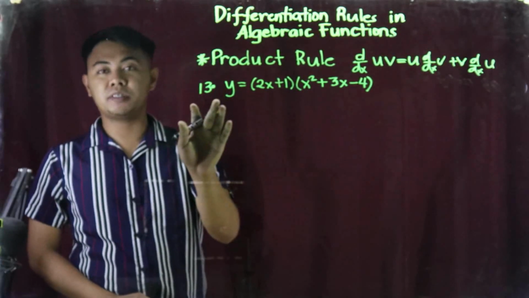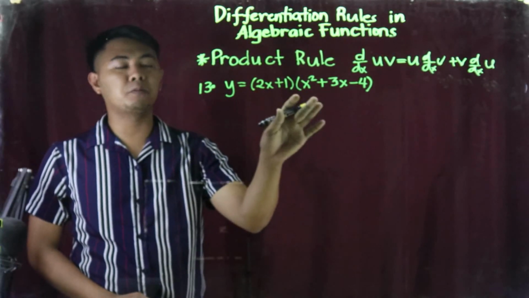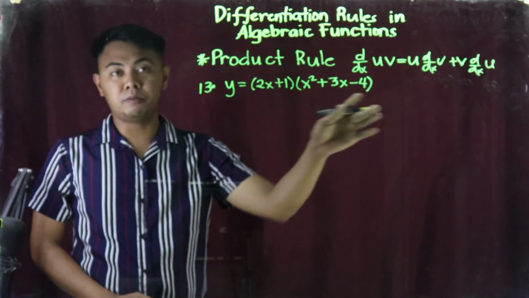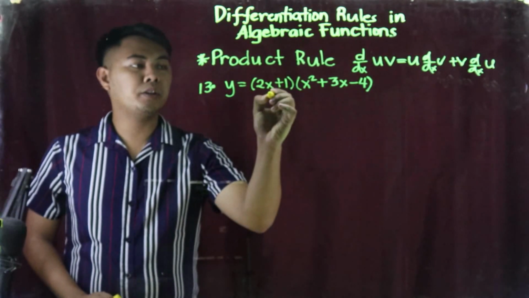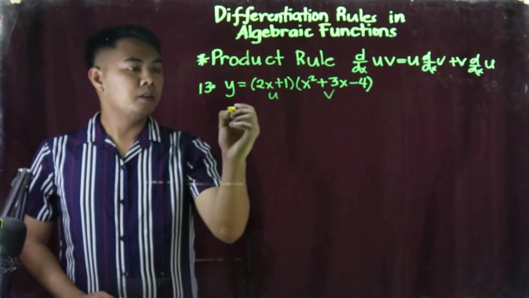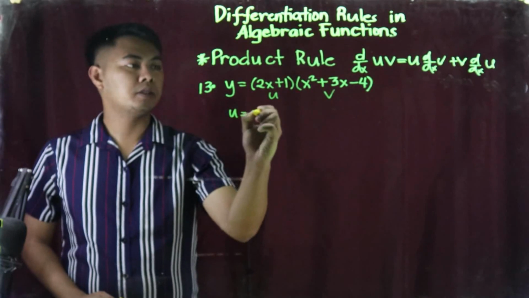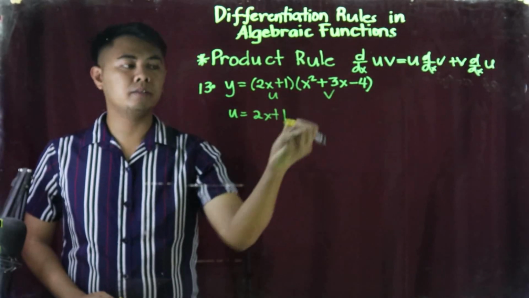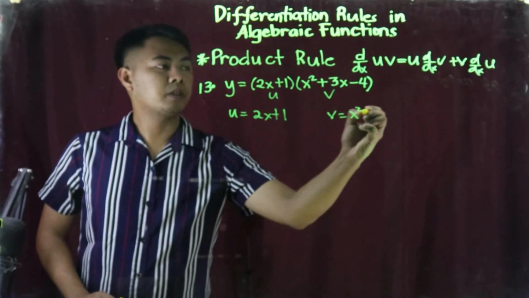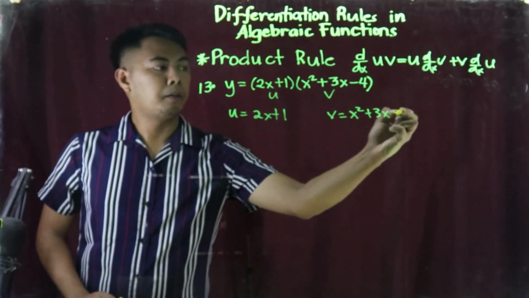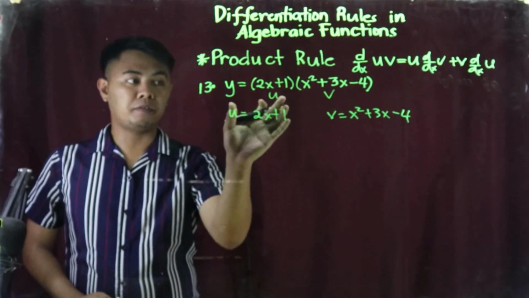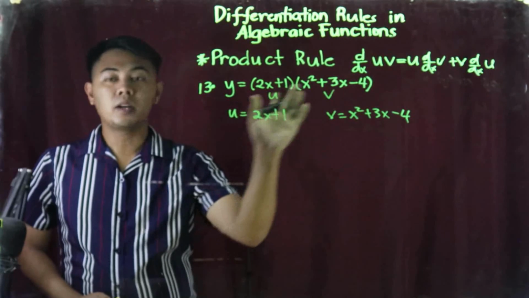So example number 13. y is equal to 2x plus 1 times the quantity x squared plus 3x minus 4. So this will serve as our u, and this is our v. So u here is 2x plus 1, and v is x squared plus 3x minus 4. Okay? So you're going to find the derivative of u and v.